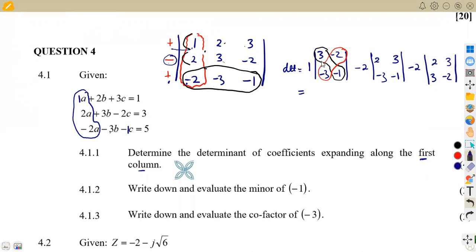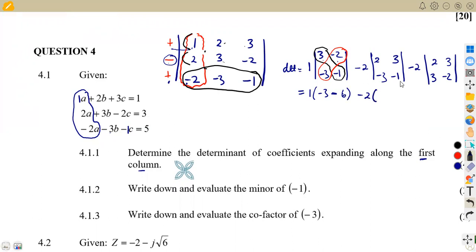So that is going to be the product of 3 times minus 1, which gives you negative 3, minus the product of the minor diagonal, negative 2 and negative 3, which is going to be 6. So it's going to be minus 6. Then we've got minus 2.